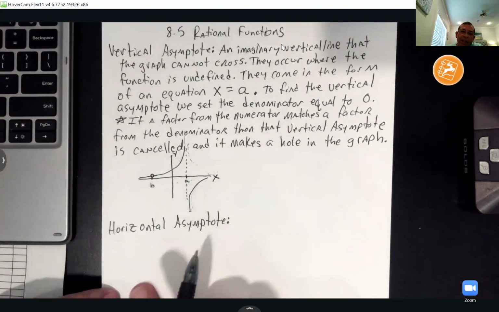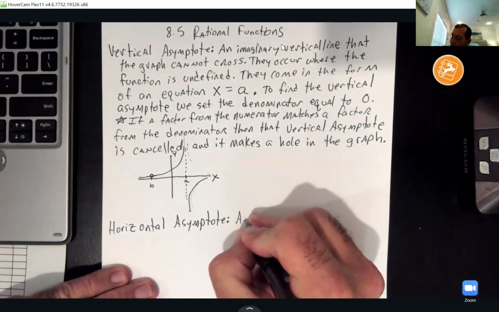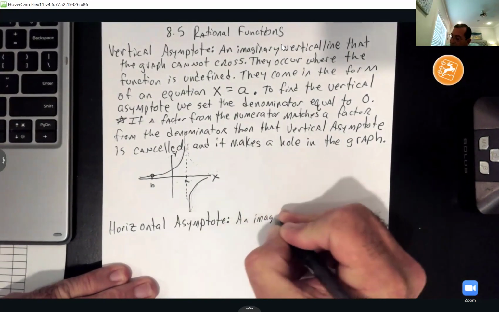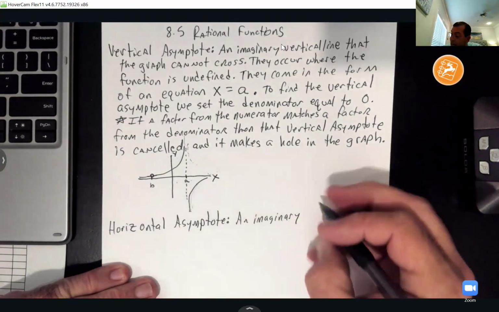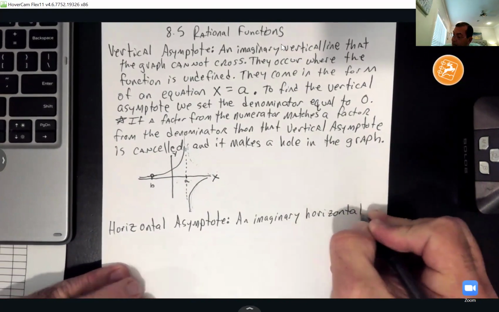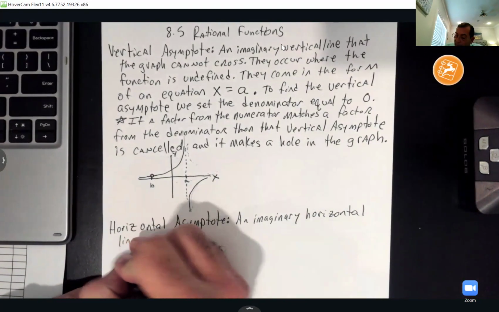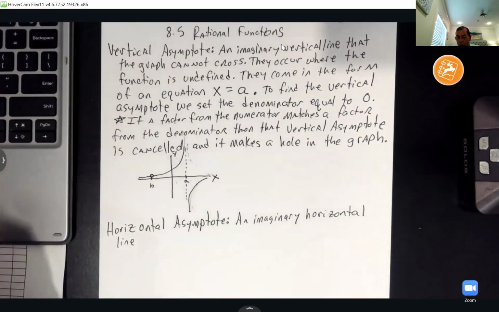So sort of similar, but a horizontal asymptote is like an imaginary horizontal line that the graph tries to approach.